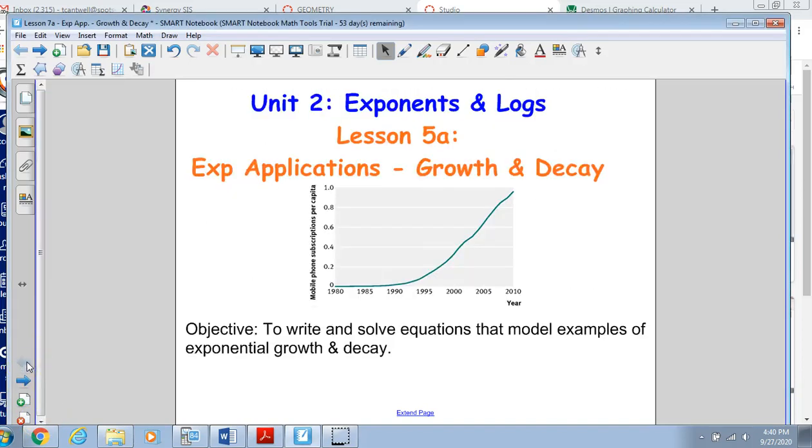Hello, math analysis students. Today in this video we are going to learn about applications of exponential functions, and we're going to be talking about growth and decay. We're going to write and solve equations that model examples of exponential growth and decay.